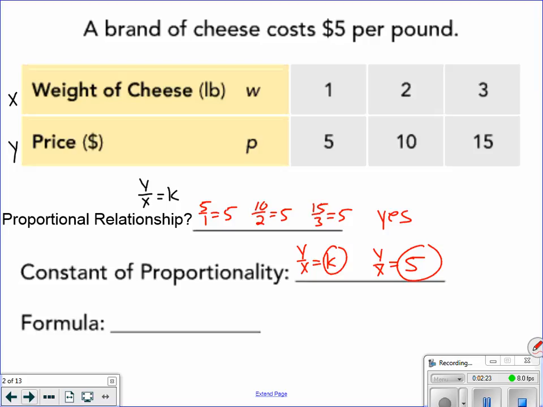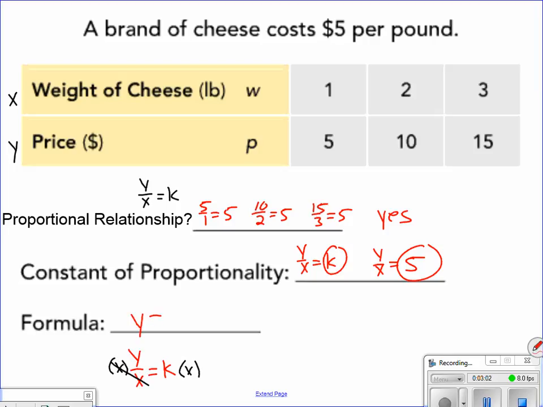Okay? And then what we do is we write a formula. Well, here's how this works. Since we know that Y over X has to equal K, our formula is going to start with Y, and it's going to go Y equals. So to get this to say Y equals, what I would do is multiply this by X. If I do that to one side, I got to do it to this side. So my X's would cancel out, and what I'd be left with here is Y equals K times X, which is KX. So to write my formula, the only thing I need to substitute in there is my 5 for my K.